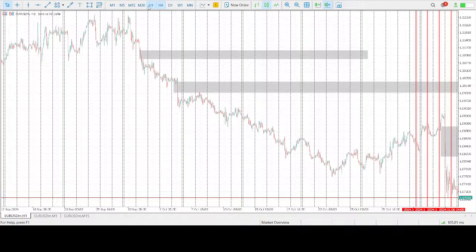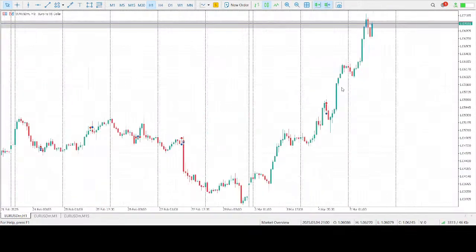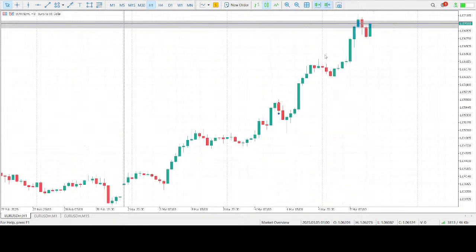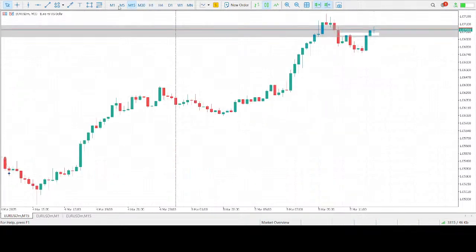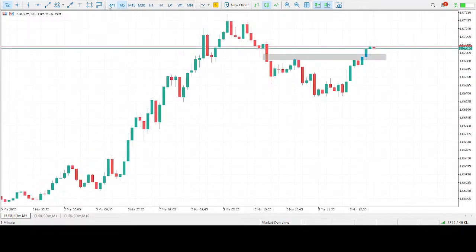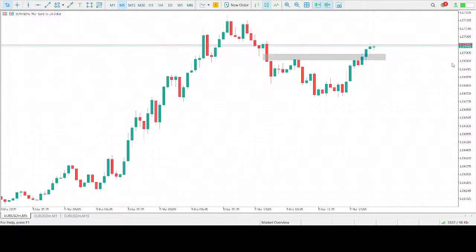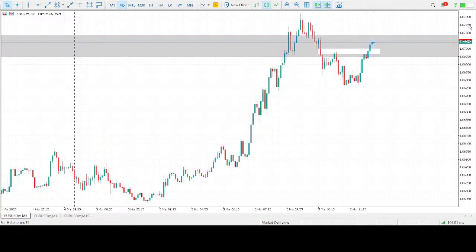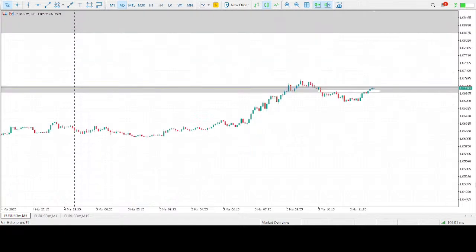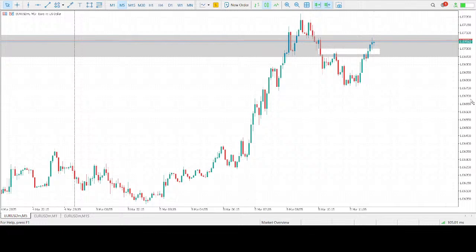If I drop back down, you can see it is having a bit of a reaction up there. On the 5-minute chart, it's within the range and playing off of that. So there is this, and the other one is still quite far off.